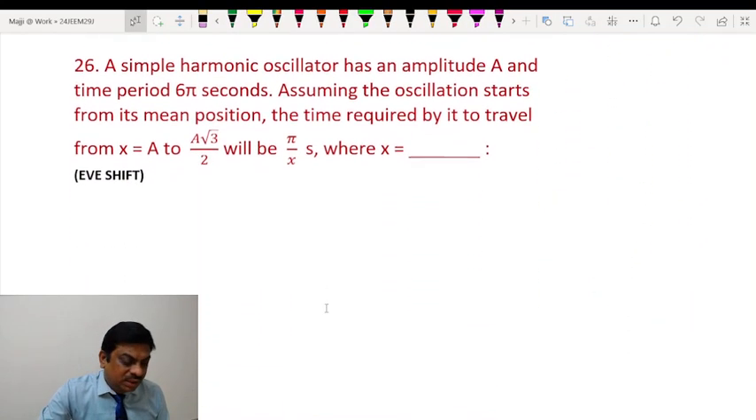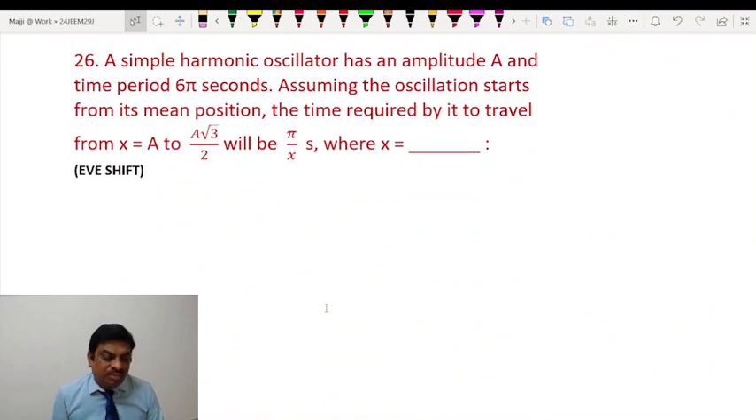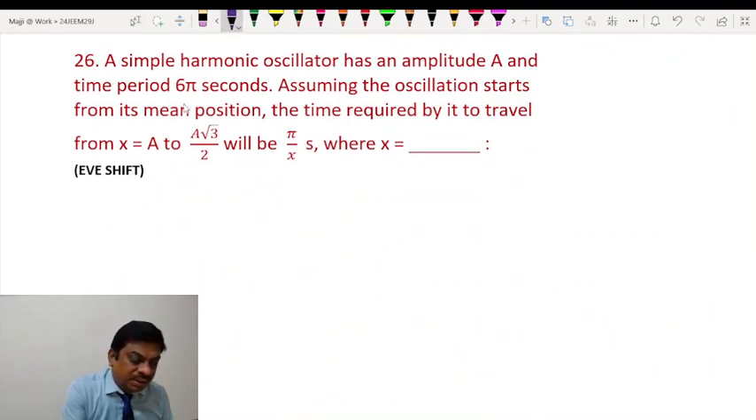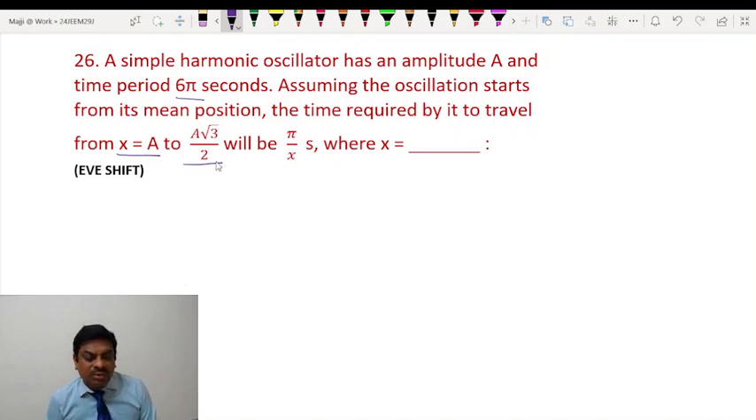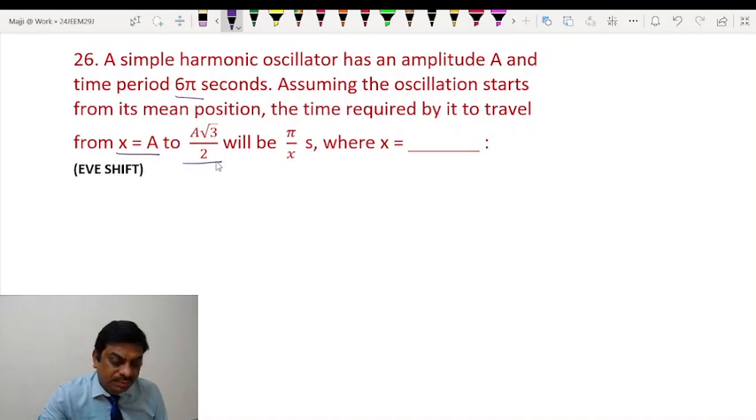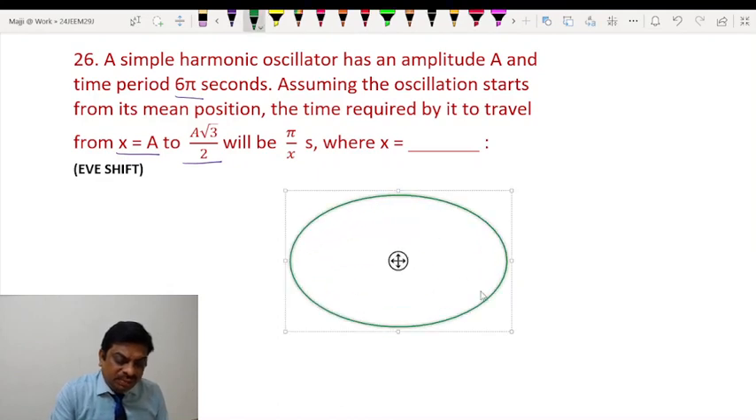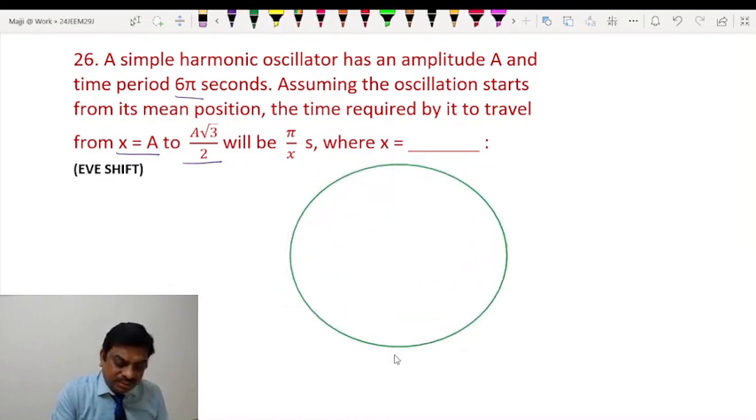Question 26, as you can see, a simple harmonic oscillator has an amplitude A and time period 6 seconds. Time period is given. Assuming oscillation starts from its mean position, the time required by it to travel from x equal to A to x equal to A root 3 by 2 will be pi by x seconds, where x is. Now this question can be comfortably solved if we use the concept of reference particle and reference circle.